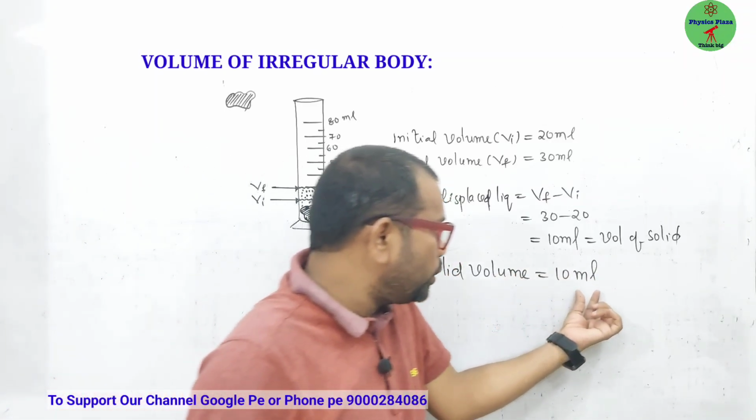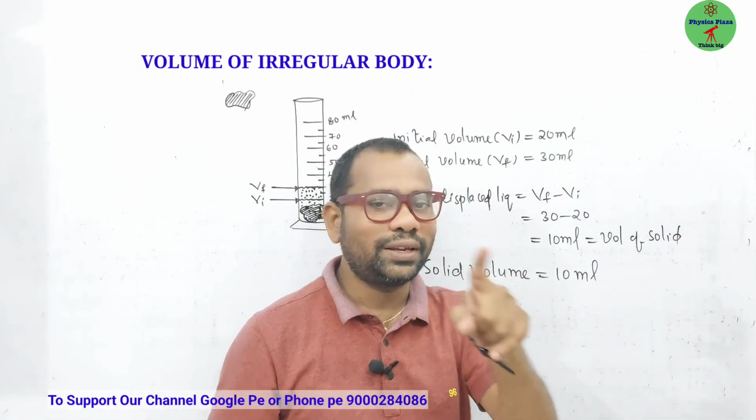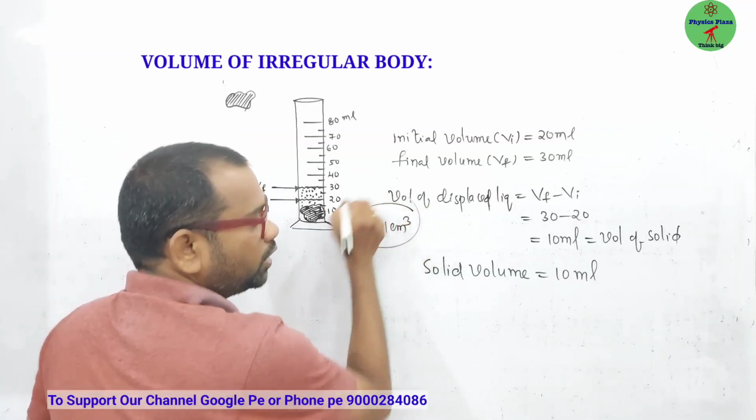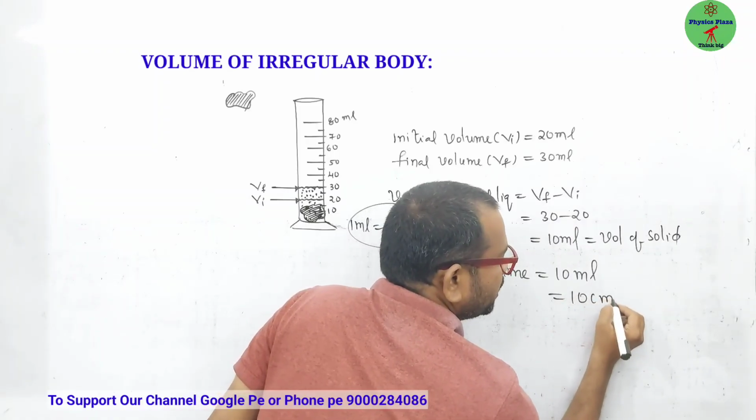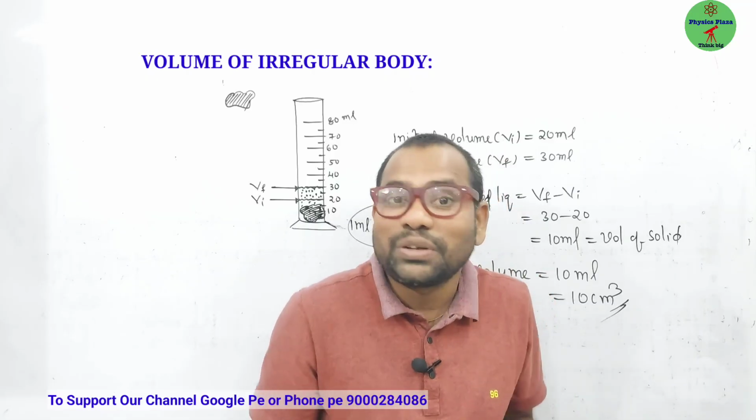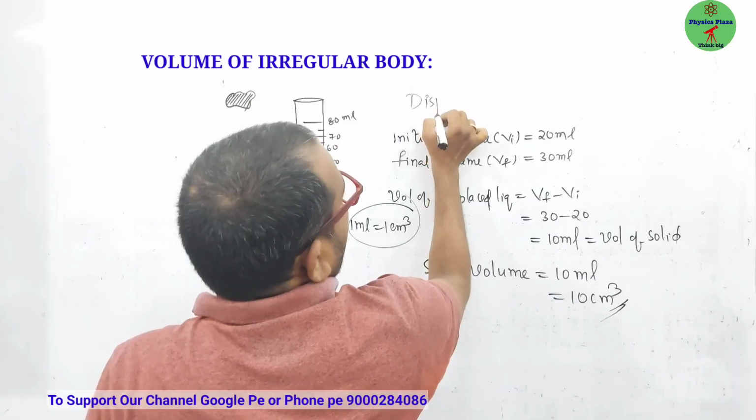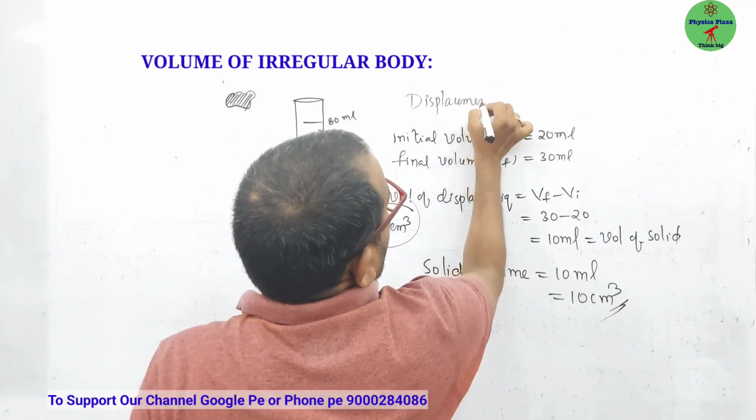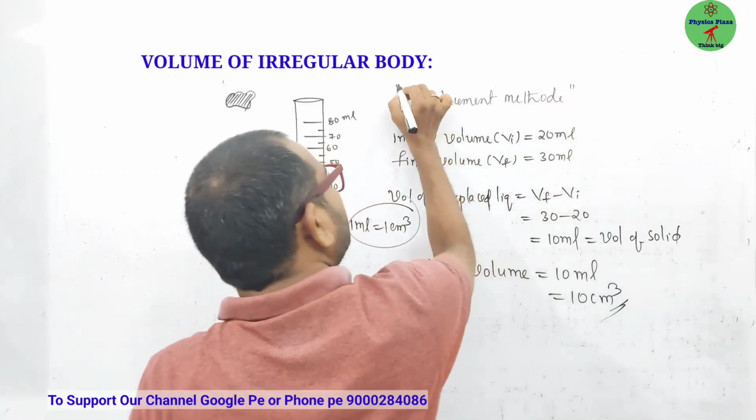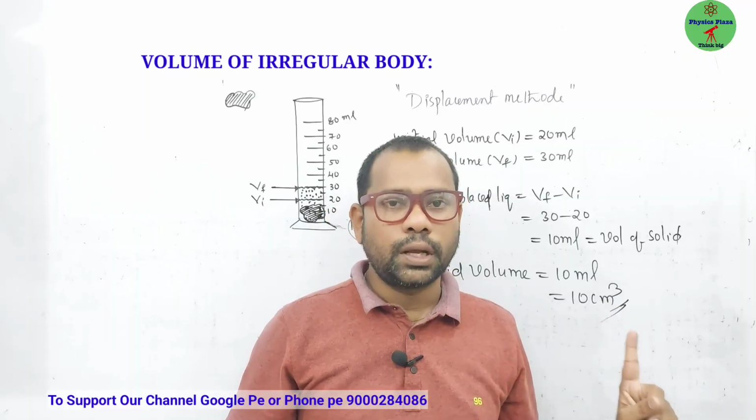Then you may get a doubt. Sir, ml is a unit which we use to measure the volume of a liquid, but how can you write it for a solid? Hey, don't forget that 1 ml is equal to 1 centimeter cube. Now by using this I can write 10 centimeter cube. Now tell me what's your problem? Do you have any problem? No sir, we don't have any problem. So this is called the displacement method. This is how we can measure the volume of an irregular body.